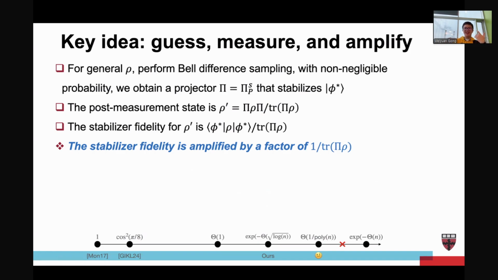So this is what we get by measure and amplify. But the problem is that we have no idea what this factor is. If trace πρ is very small, then after we do post selection, we actually amplify the stabilizer fidelity by a large factor. That is what we want. But if this trace πρ is very close to 1, the stabilizer fidelity will largely remain unchanged or will only increase a little bit. How can we solve this problem?